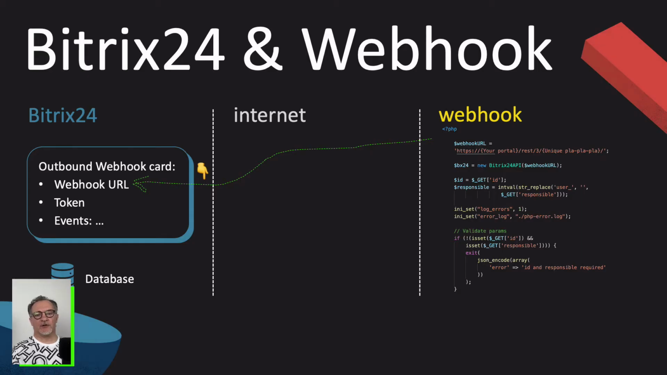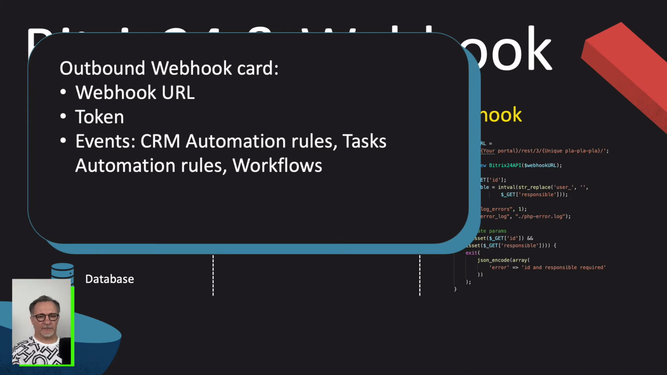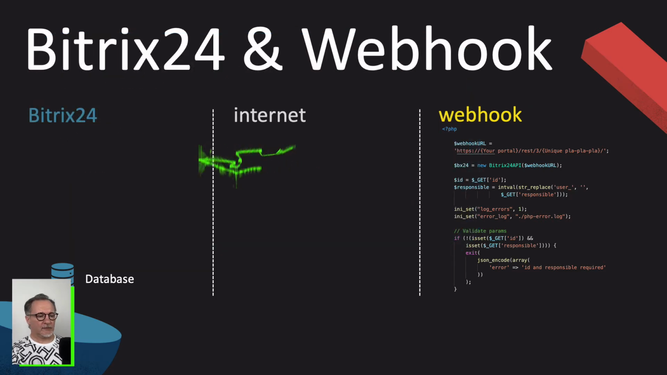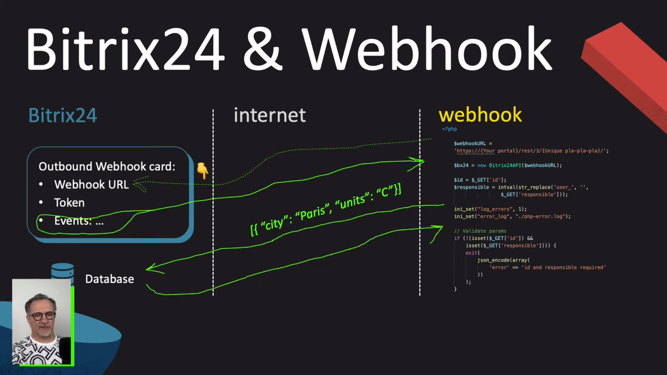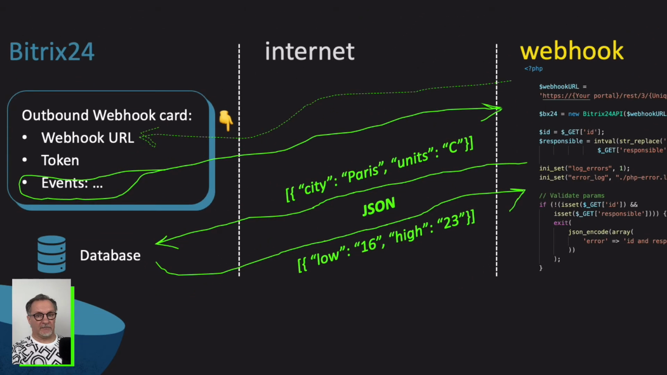This is not the only place where you can point the event, which will call your webhook. There are also automation rules in CRM, automation rules in tasks and projects, workflow activity. In all these places you can point not only your webhook, but also some parameters. To finalize the visual picture, here is the last slide. Event causes the call of your webhook. Webhook sends a JSON query and receives JSON reply. This is it.